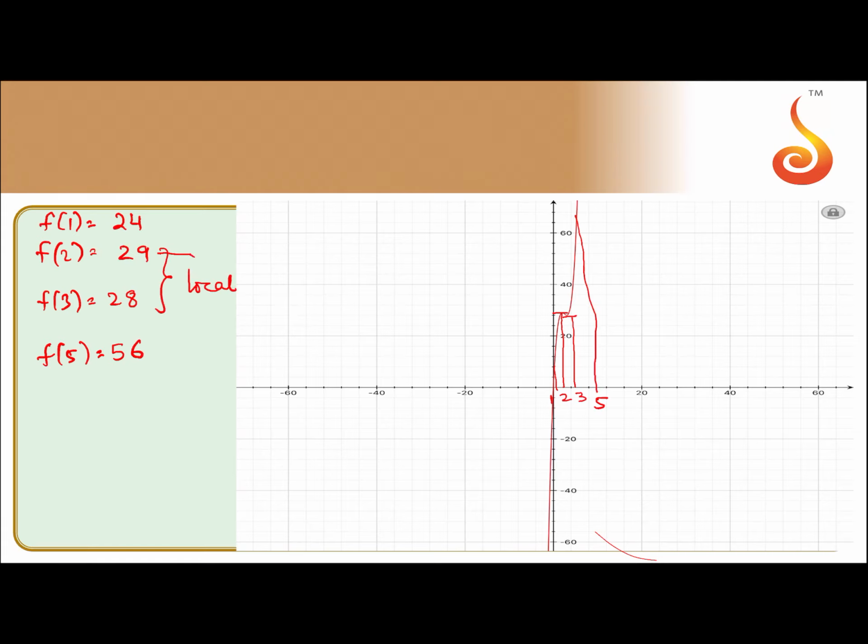So clearly these 2 points are called local maxima and local minima. So x = 2 is the point of local maxima, x = 3 is the point of local minima. The absolute maxima is f(5), and the absolute minima is f(1).